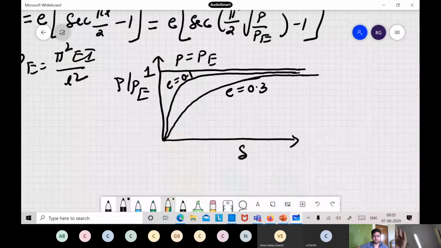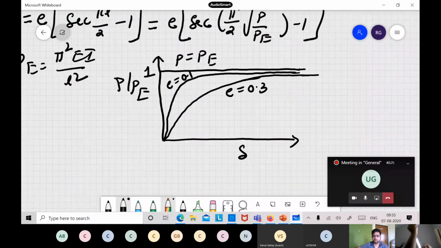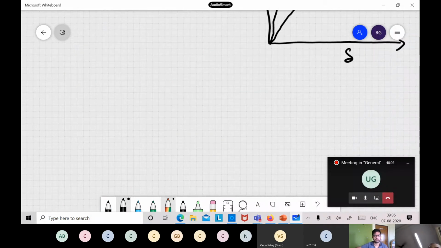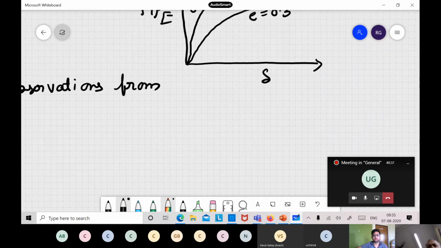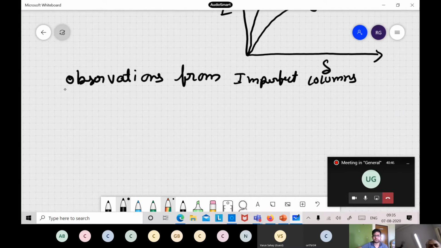Now, to summarize, we can make some nice observations here. These are the observations from imperfect columns, both from crookedness and eccentricity. This is a very important summary.